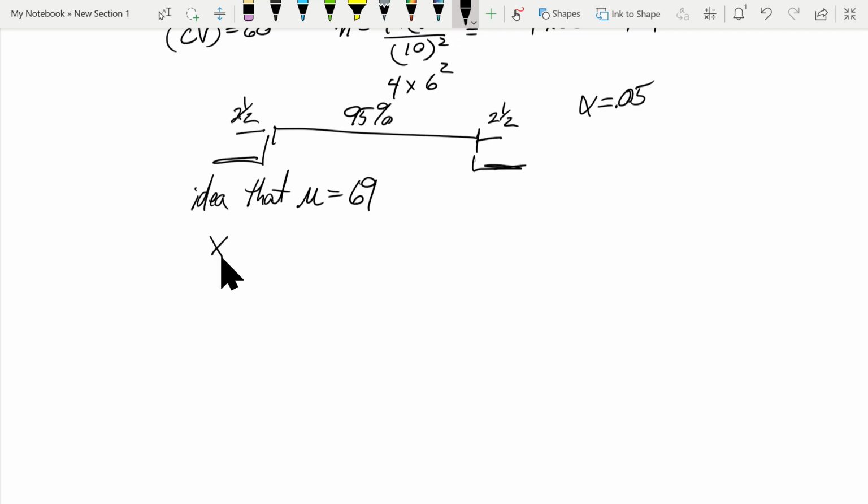We get a sample with a mean of 75. The sample size is 71. And the standard deviation for the sample is 45.